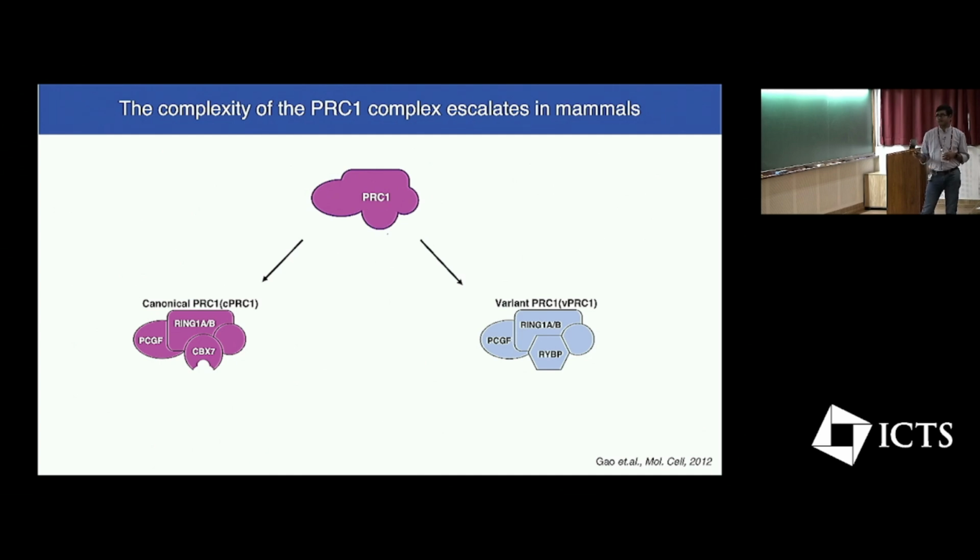Not only that, in addition, in the case of vertebrates or mammals, the PRC1 complexity escalates. For example, we find a canonical PRC1, and also variant PRC1 in the case of mammals. And in addition to that, if you consider the PCGF types, this further complicates. So in total, we find 2 types of canonical PRC1, and there are 4 types of variant PRC1. So, leaving this apart, the first thing we wanted to ask is, what is the contribution of canonical PRC1 and variant PRC1 in the establishment and maintenance of polycomb silencing?